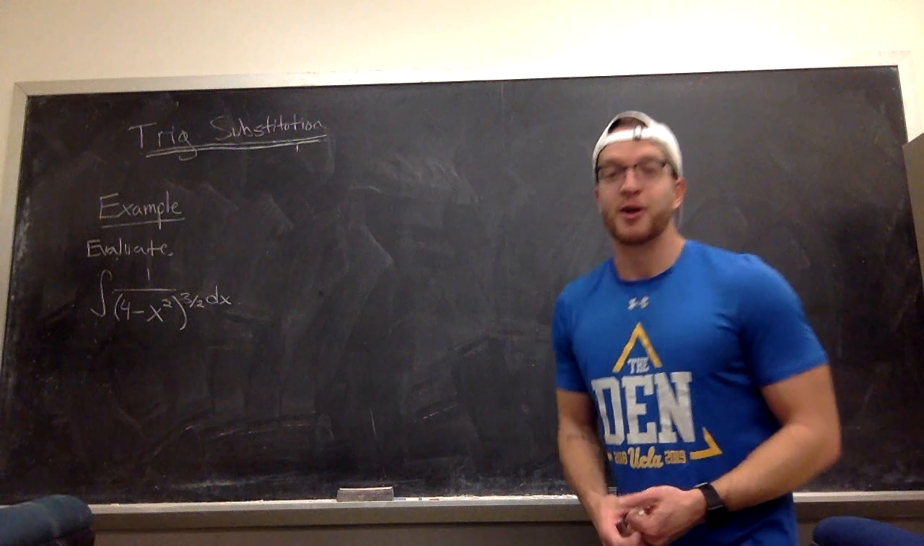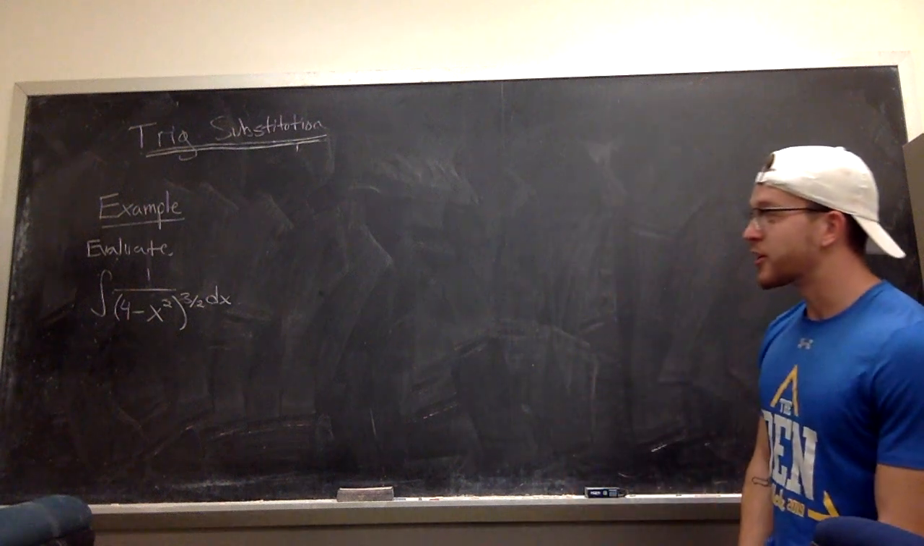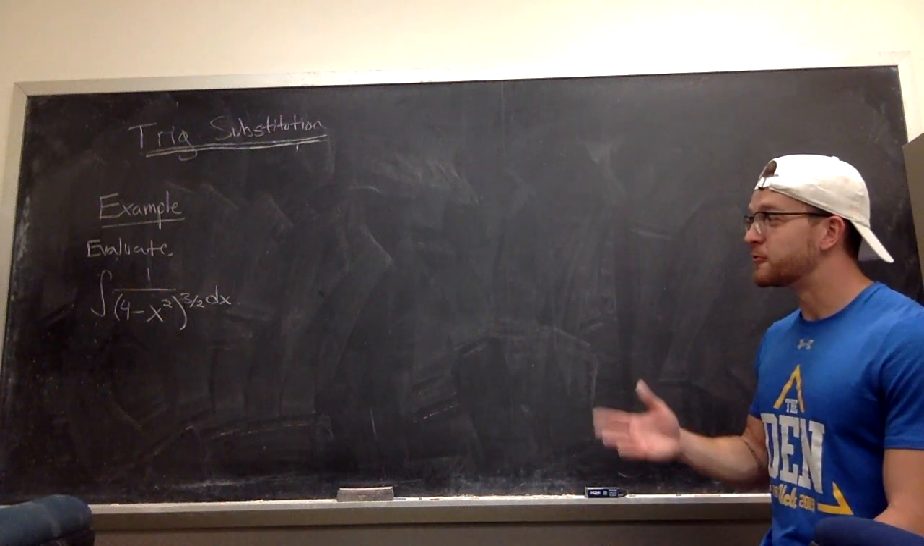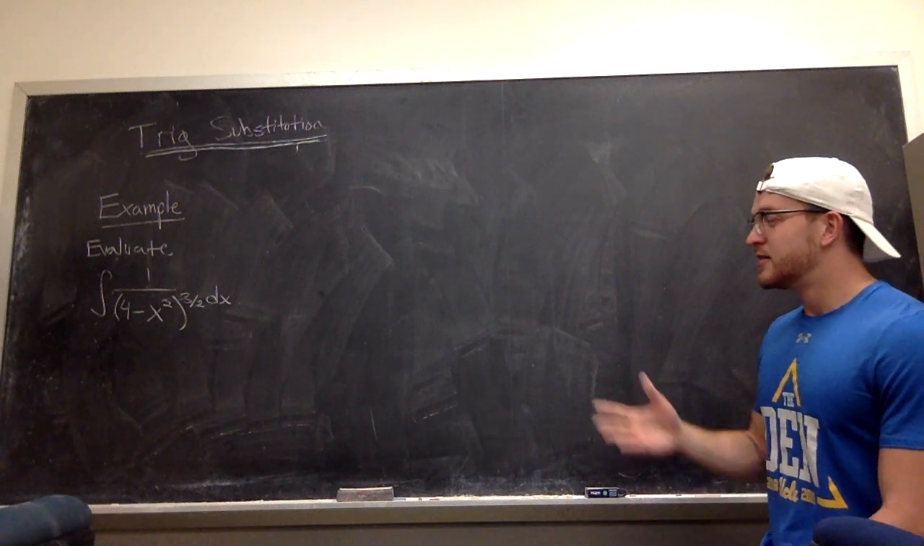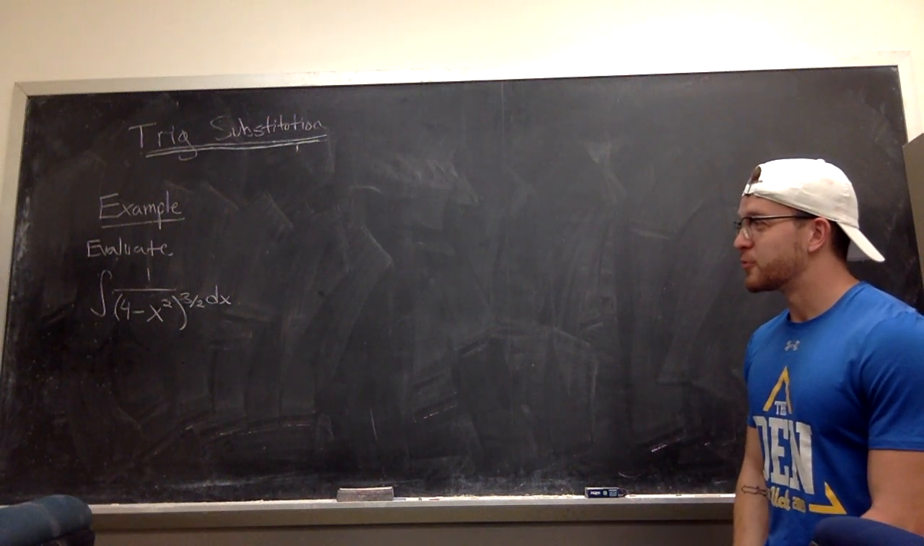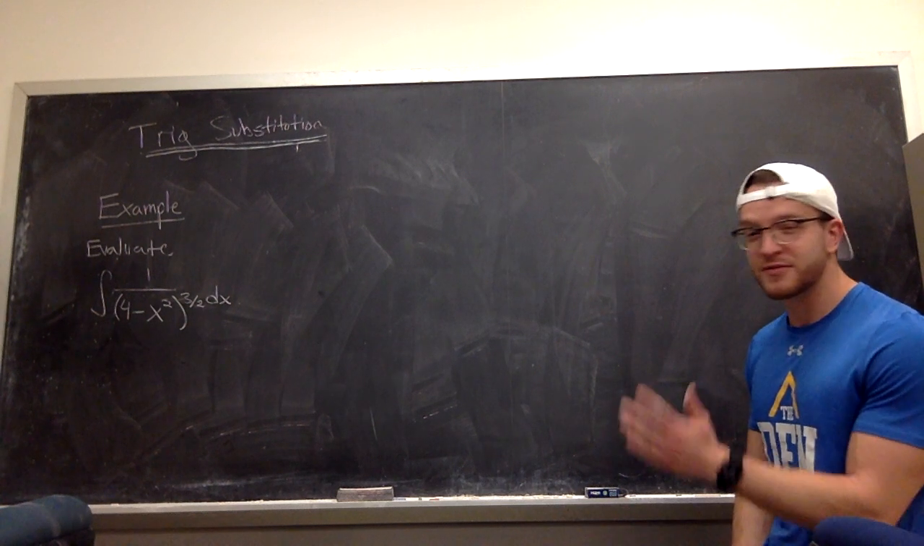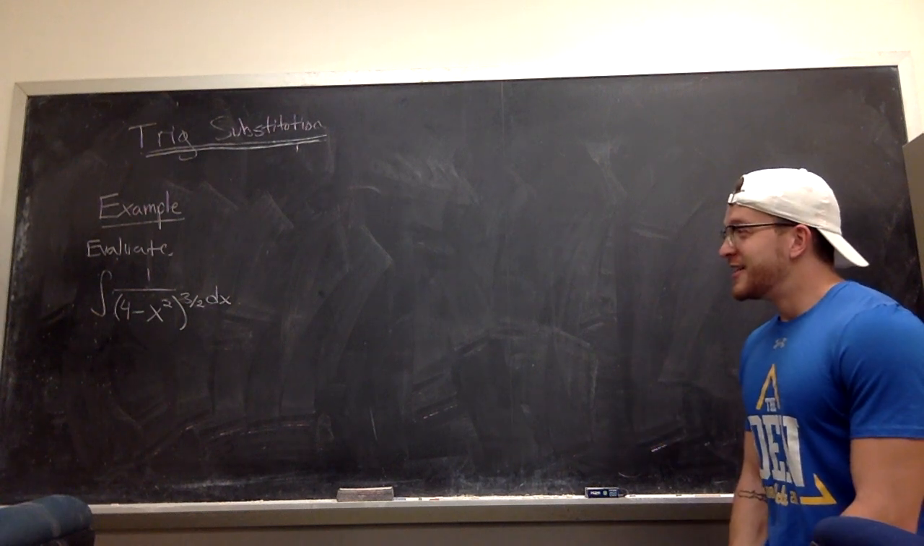You could try if you want, but it doesn't seem likely to work, because if you were to call u 4 minus x squared, your du would be 2x, and then it's a little hard to work with that. But give it a shot if you want.